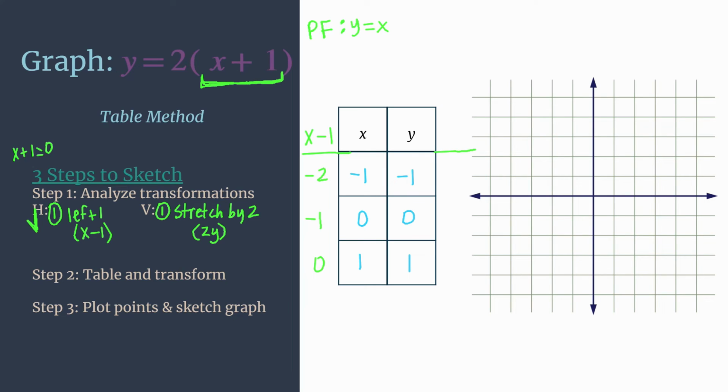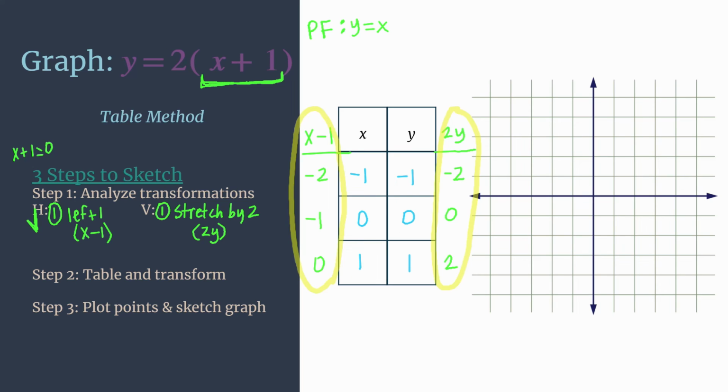Now we can make a new column for our vertical transformation. Okay, vertical affects the y's. We should do 2 times our y's. And we have -1 times 2, -2, 0 times 2, and 1 times 2. All right. So we've transformed our table. The table's really great because your outer columns will give you the points for your final transform graph. So we are ready to move on to step 3, plot these points and sketch the graph.